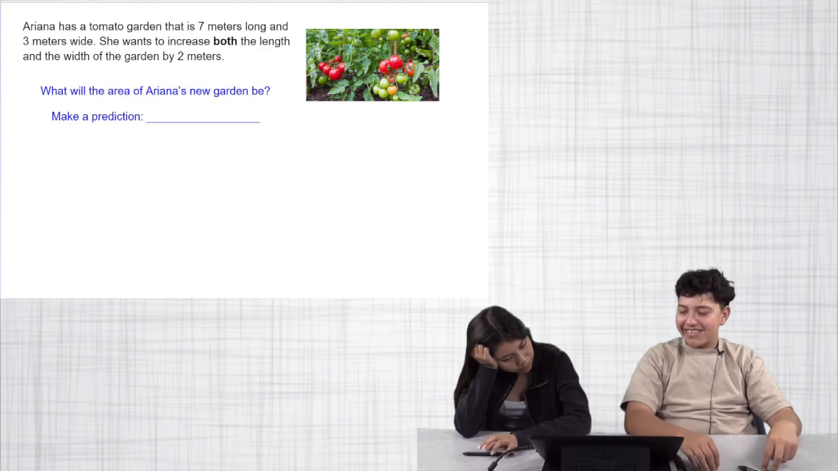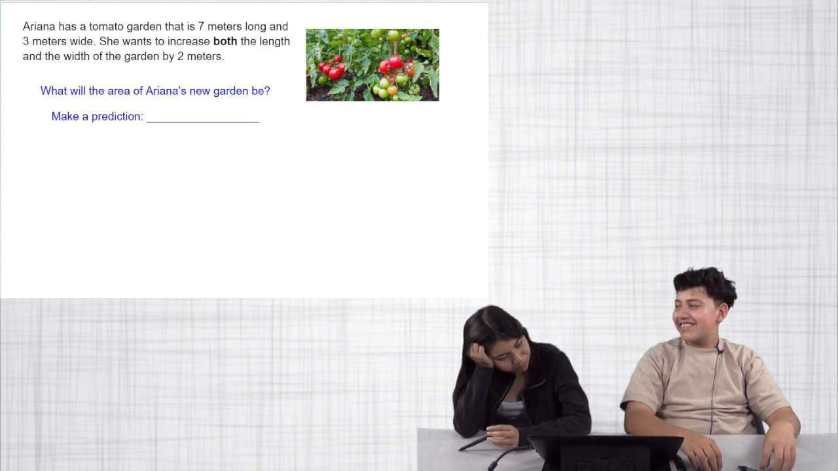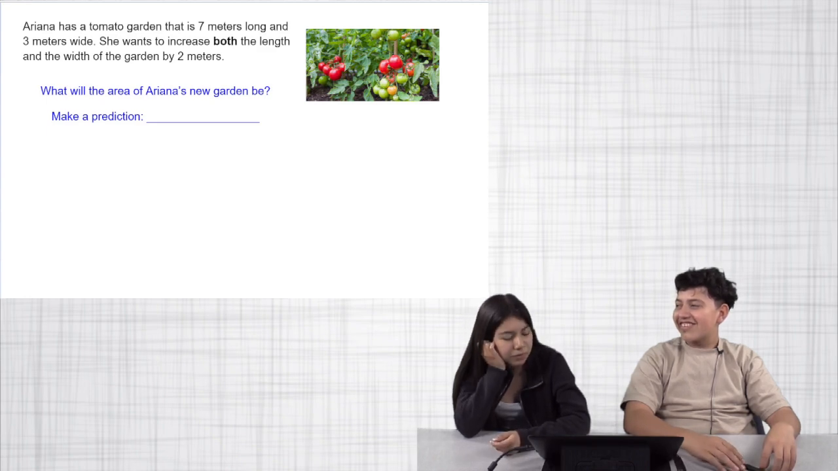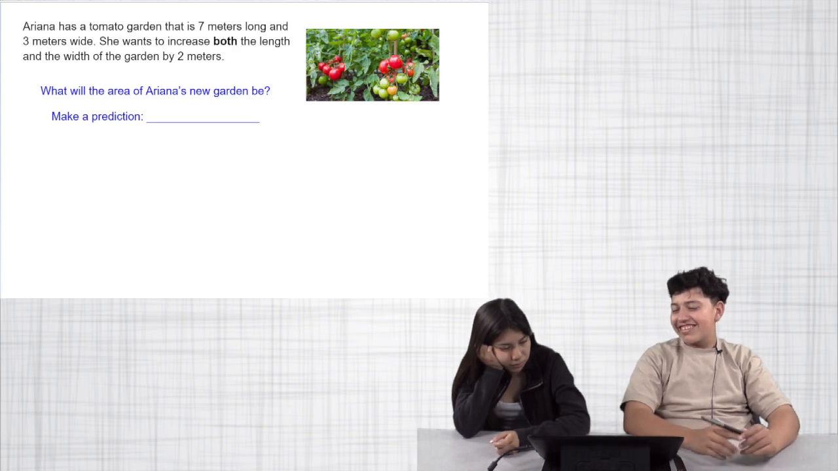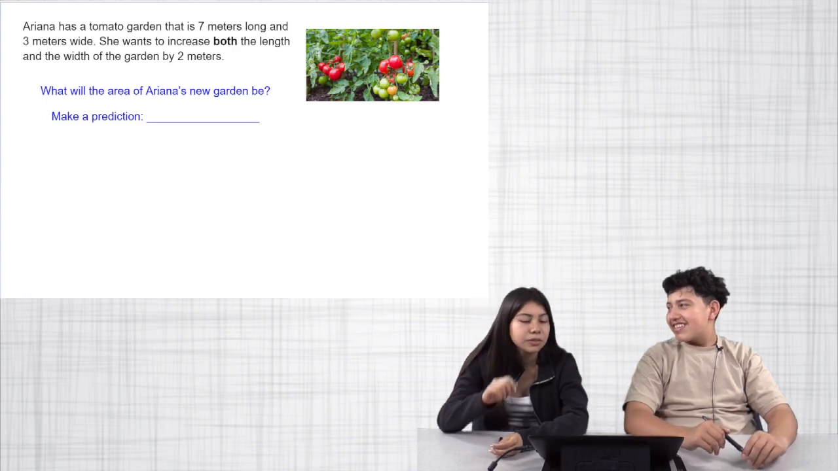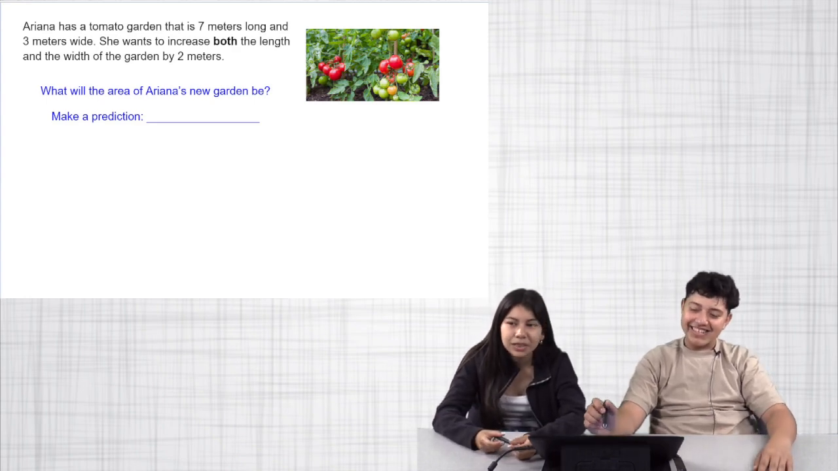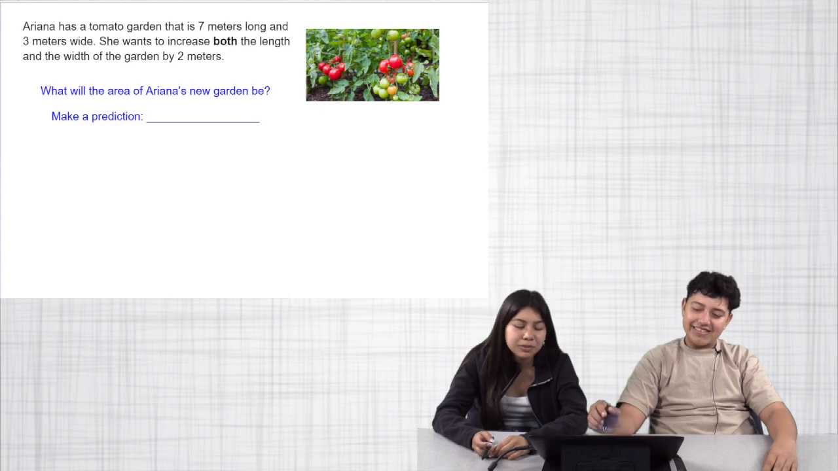What is 3 times 2? 6. What is 6 plus 14? 20. And 7 times 3 is 21. I say 41. I heard 2 predictions. So jot down yours, Mauricio. I heard 41, and then I heard yours was different. 45. Let's get both predictions written down.